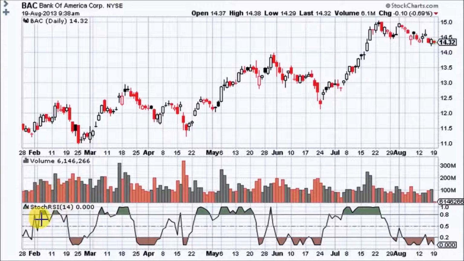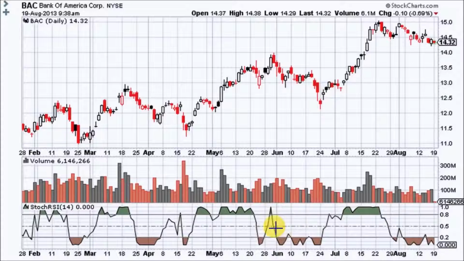And as you can see, Stochastics RSI at a 14-day standard setting has a reading of 0. That means it is extremely oversold right here. Stoch RSI ranges from 0 to 1. The important things to remember are it is overbought when it is above 0.8, and it's considered oversold when it is below 0.2. The other things to look for are center line crossovers, because anything above 0.5 is considered bullish and anything below 0.5 is considered bearish.